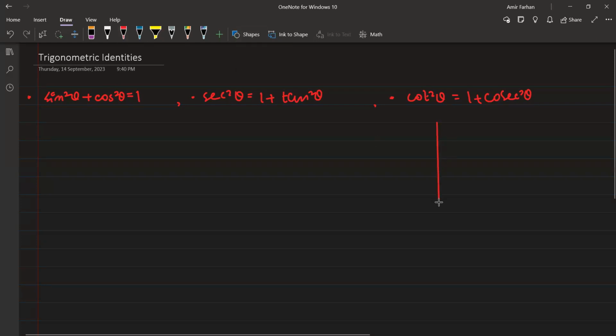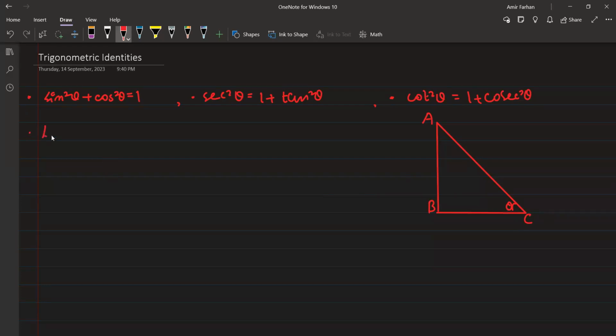So let me prove the first one. Basically, the proof is not needed in school exams, but still I'm proving it so that you can understand how we get it. Just a second. This is A, this is B, this is C. This is our theta.